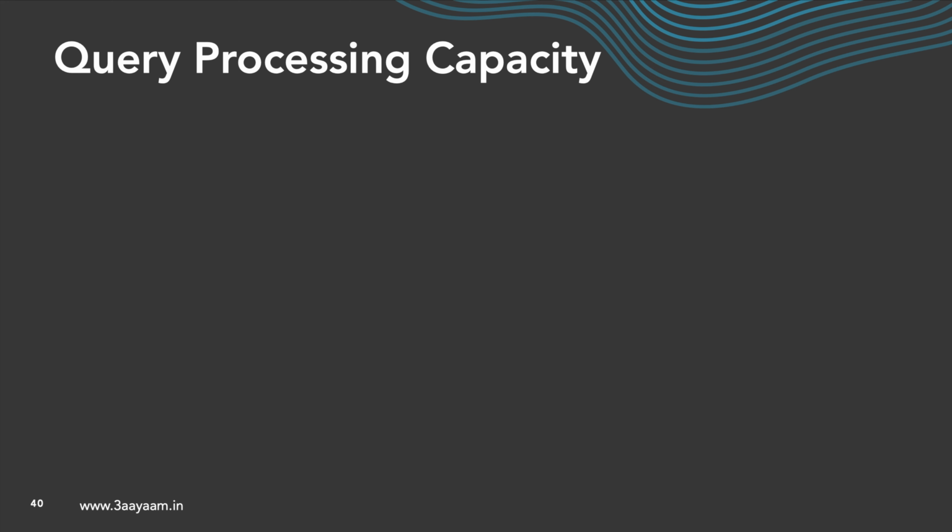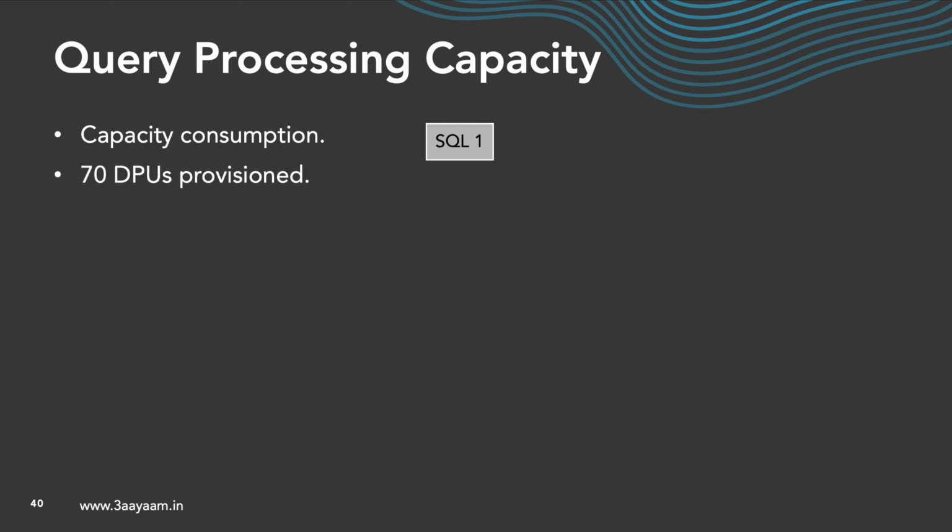Now let's take an example of how capacity consumption works. So let's say we have provisioned 70 DPUs, and let's see how those DPUs would be consumed. Let's say I run the first SQL, and when the SQL is submitted, Athena sees that it needs 10 DPUs. So 10 DPUs would be associated or attached to this particular SQL statement for its execution. Then we have 60 DPUs left.